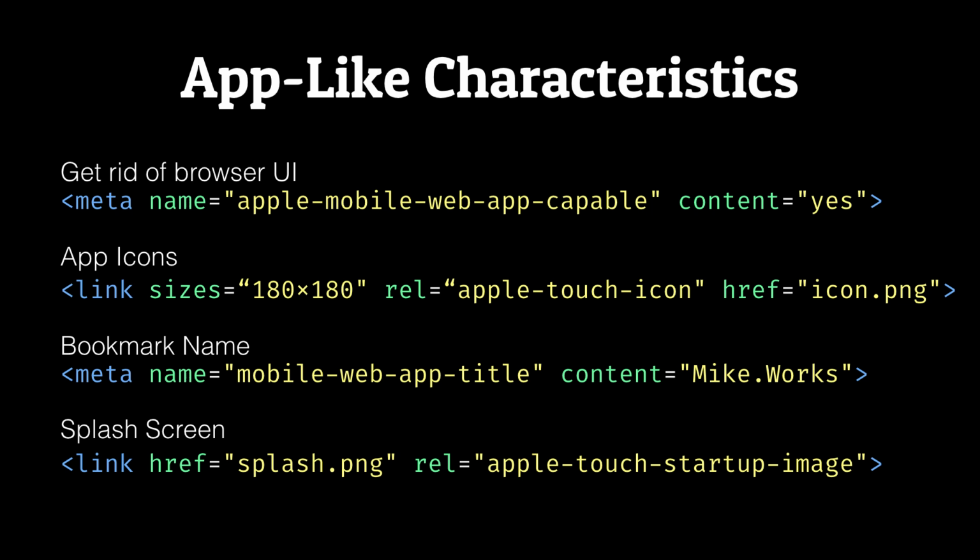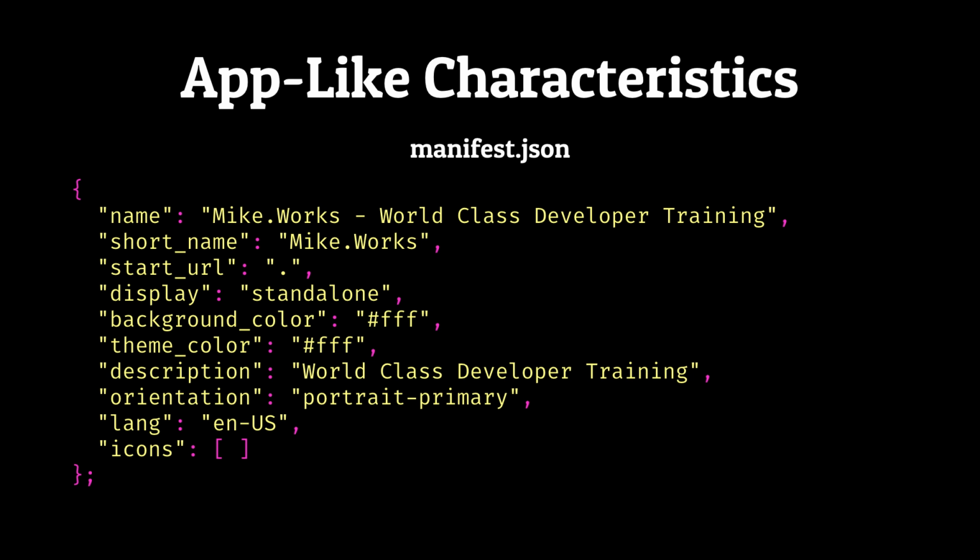A relatively new advancement in terms of this kind of metadata is the web app manifest file. And this overlaps to some degree with things that can be defined in meta tags and link tags, but with some important new additions. You can see here, one of my favorites is the start URL.